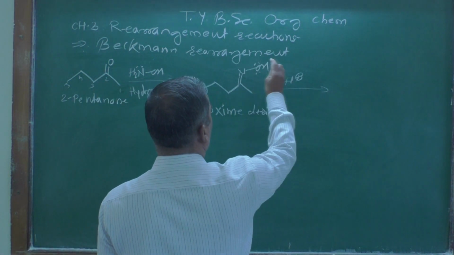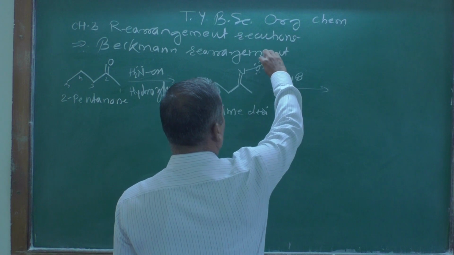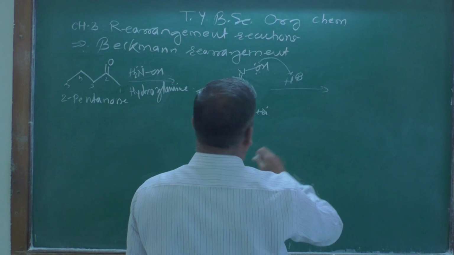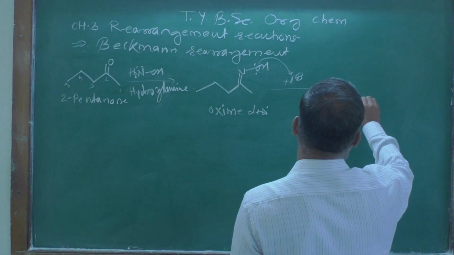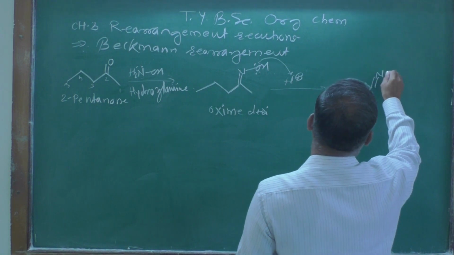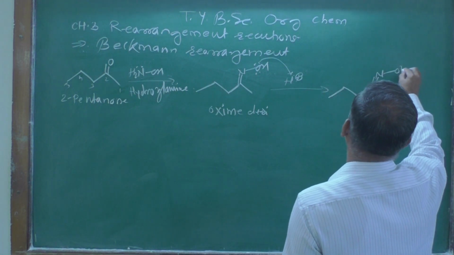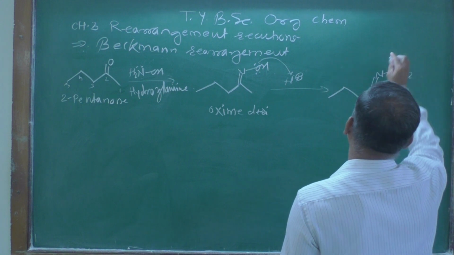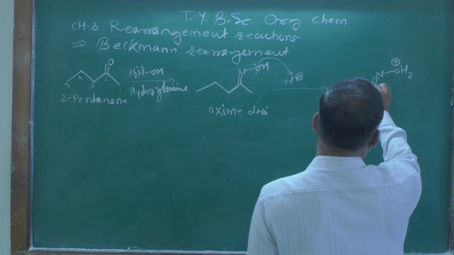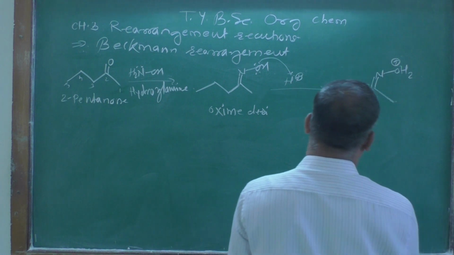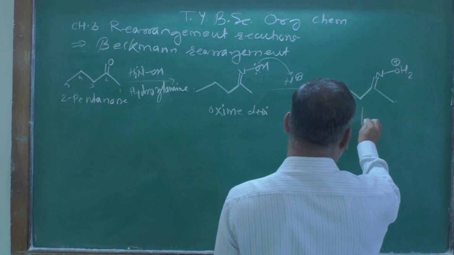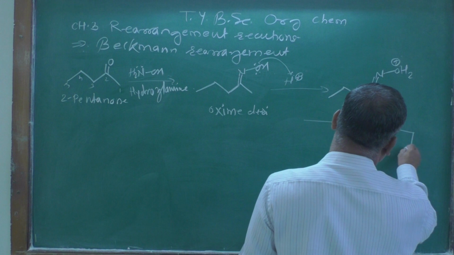This lone pair on that oxygen atom will pick up that proton, and what you are going to get over here is N, then OH2 with a positive charge. And now there are two possibilities.